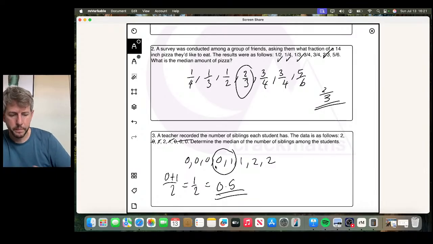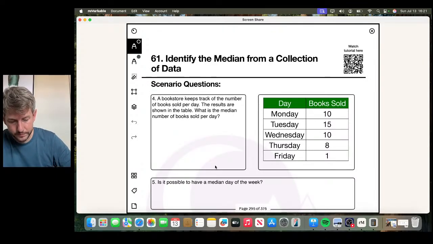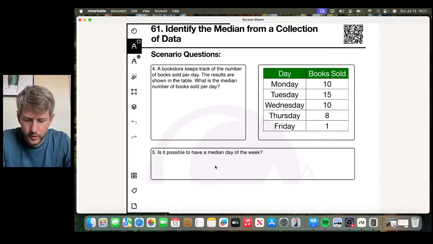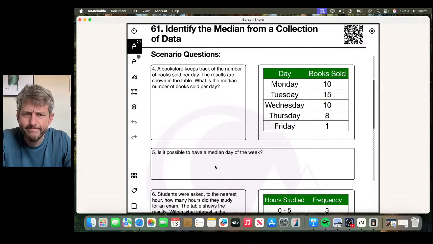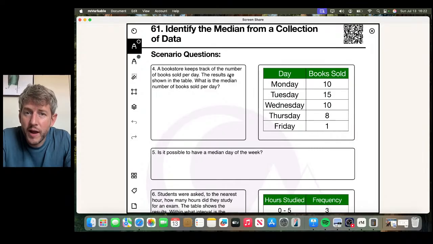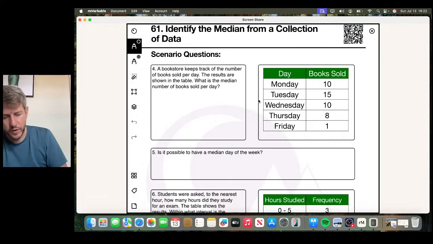Okay, right. Let's look at question 4. A bookstore keeps track of the number of books sold per day. The results are shown in the table. What is the median number of books sold per day? So we can put these in order. 1, 8, 10, 10, 15. Okay, so the median will be 10.